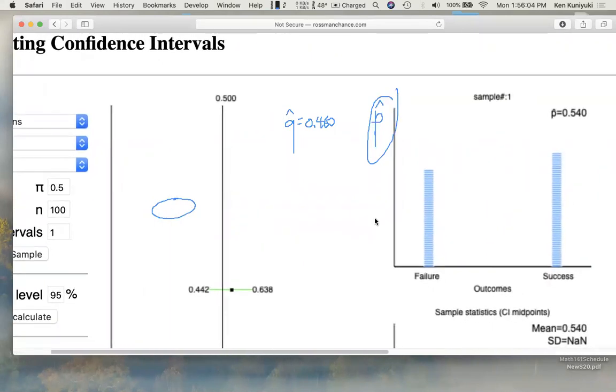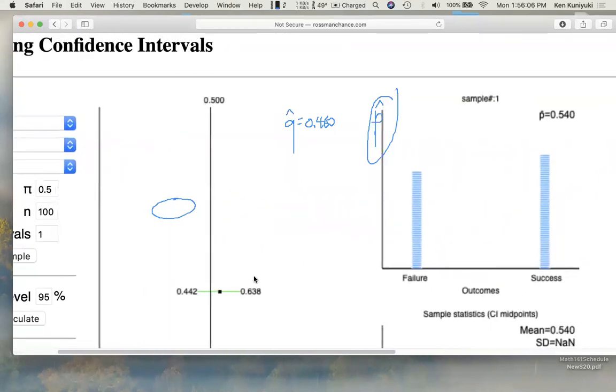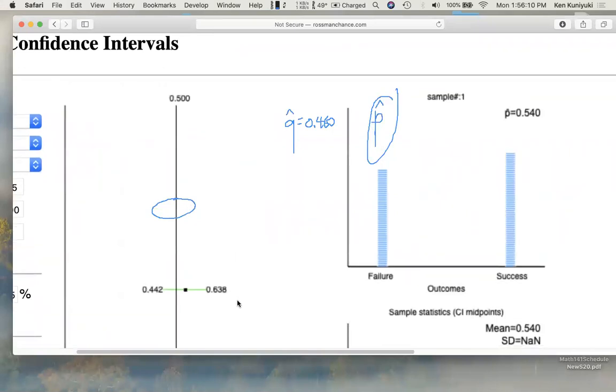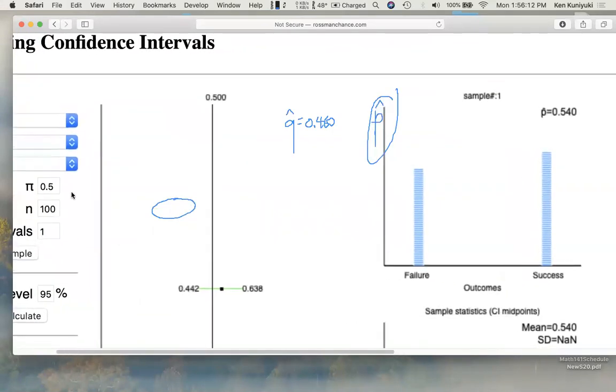So the claim is that given this sample data, there's a 95% chance, a 0.95 probability, that the true value for p or pi, which we don't know yet, the applet knows it, but not us, we're saying there's a 95% chance, a 0.95 probability, that the true probability of heads on this coin, p or pi, is between 0.442 and 0.638, between about 44% and 64%.